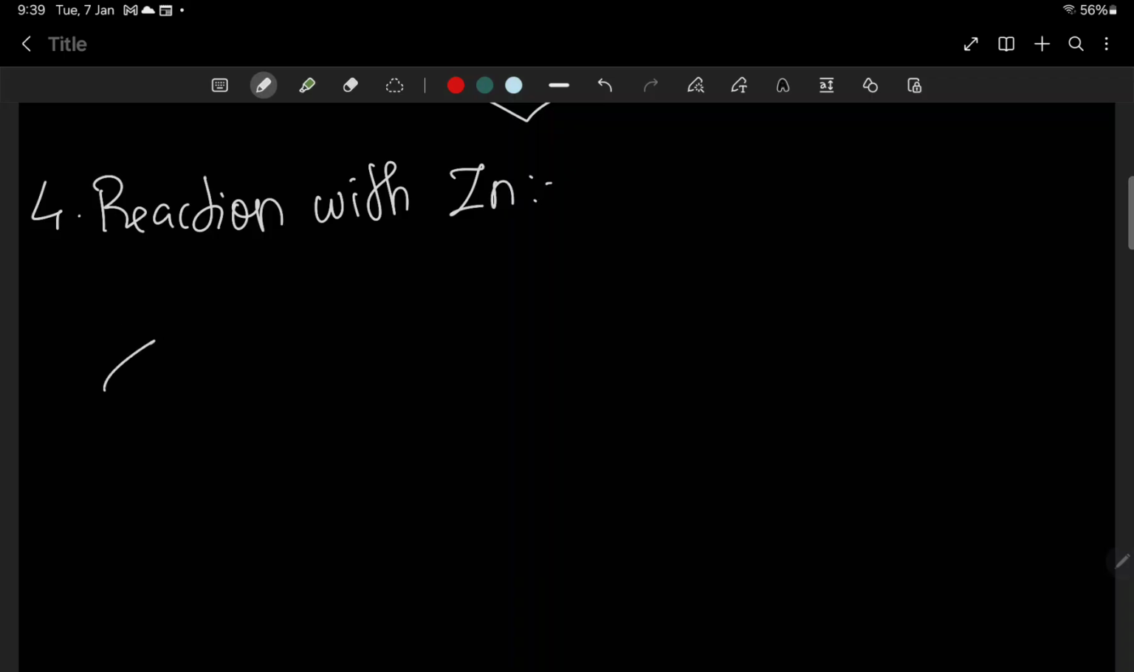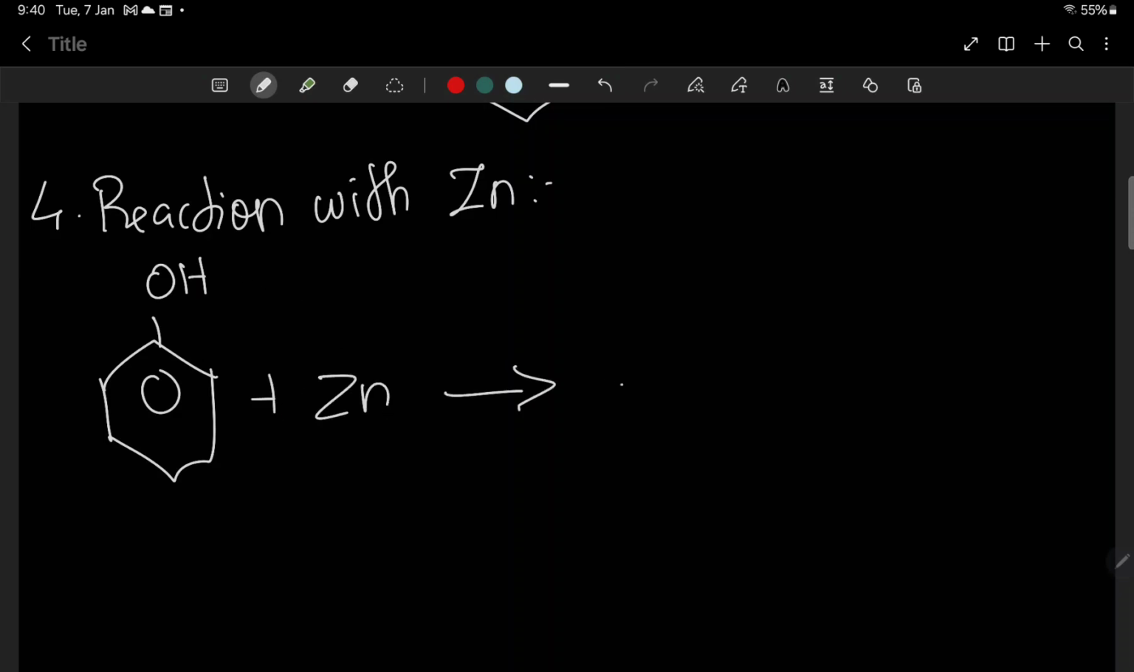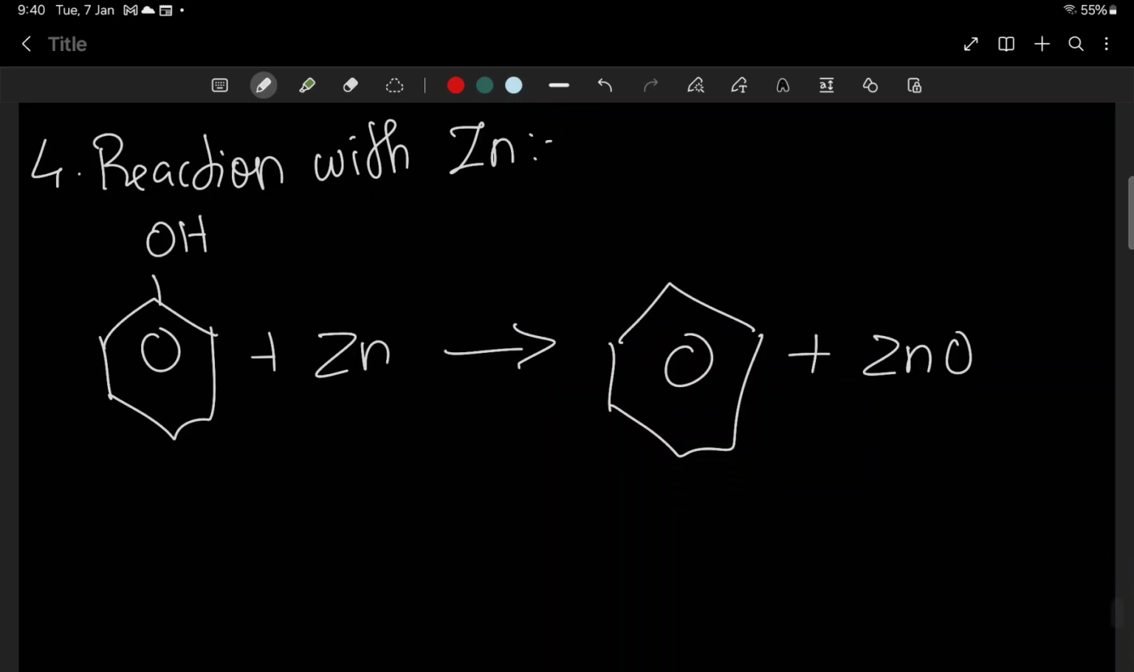Next is the reaction with zinc dust. This is also an important reaction. You can just learn this. Take phenol, add zinc dust, and we get benzene and ZnO, not ZnOH, ZnO. This reaction is also used for the preparation of benzene.